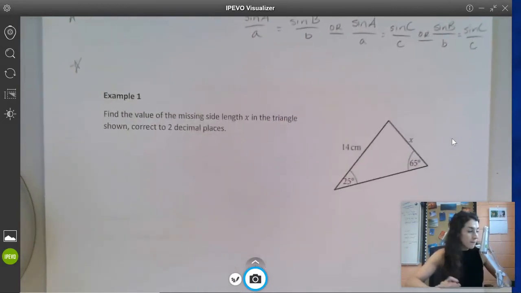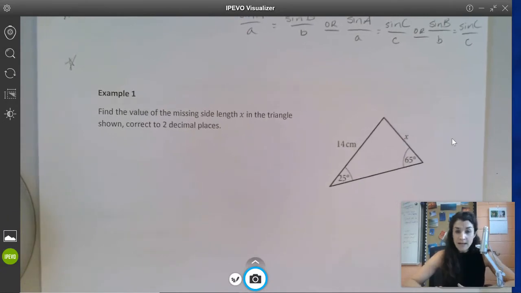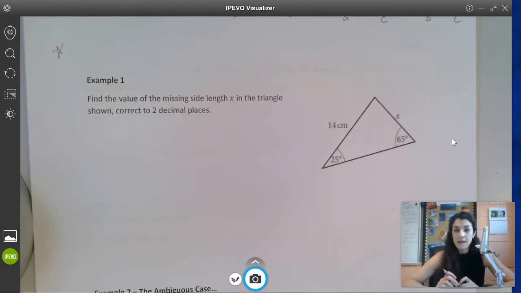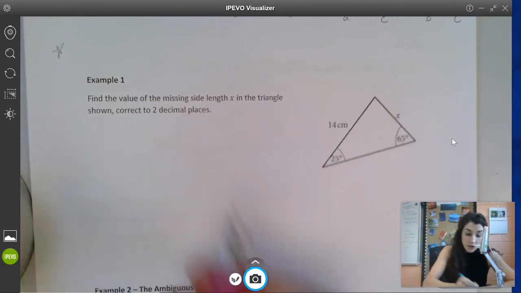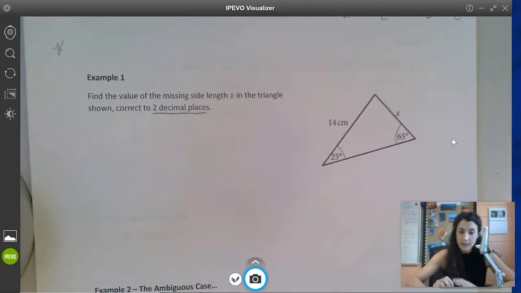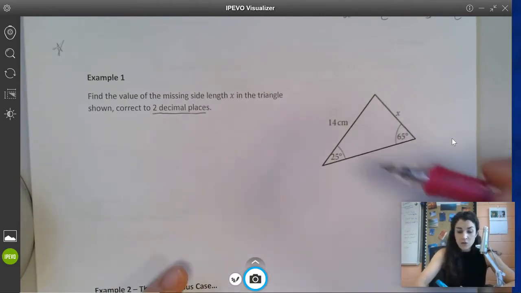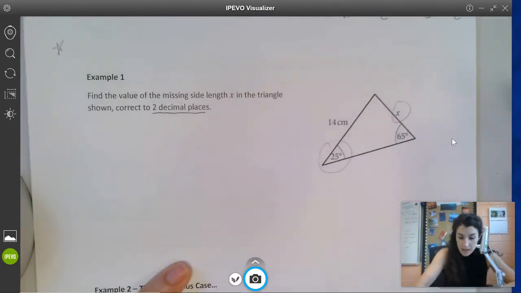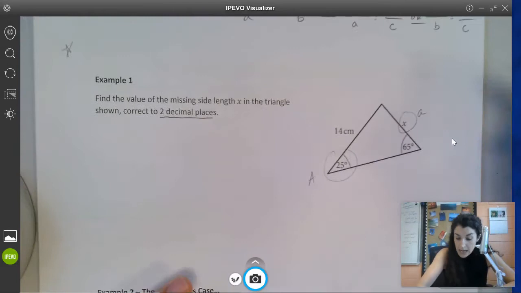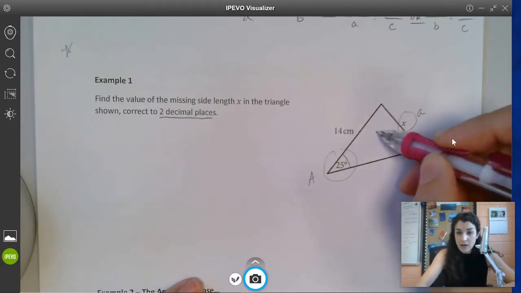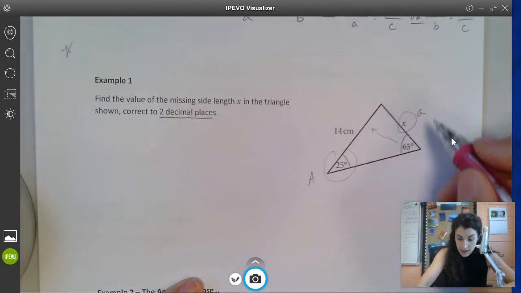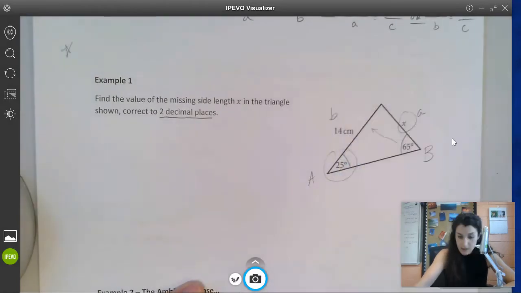All right, so our first example. We want to find the value of the missing side length of x in the triangle. We want it to two decimal places. Hey, that's important. I should underline that to remember. Okay, so all we're talking about with all of our rules, sine rule and cosine rule later, is an angle and its opposite side. So notice we've got an angle and its opposite side here. I could label it A and A if that helps. And then I've got an angle and its opposite side here. And maybe I'll call that B and B.